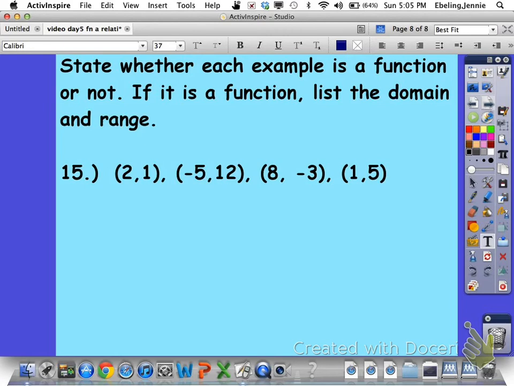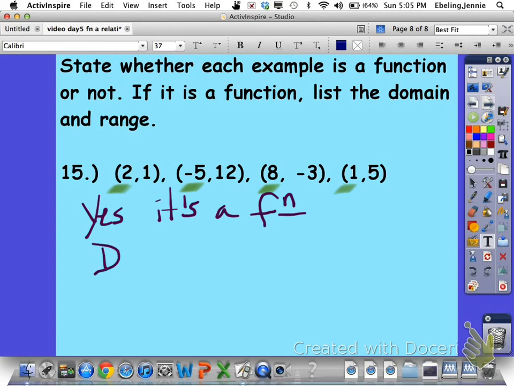Well, when I look at this, if it's a function, I want to look at all of the x values. Are they different? If they are all different, then yes, it's a function. And I'm using my abbreviation for function. Yes, it's a function. Well, since it's a function, they want me to list the domain and the range.